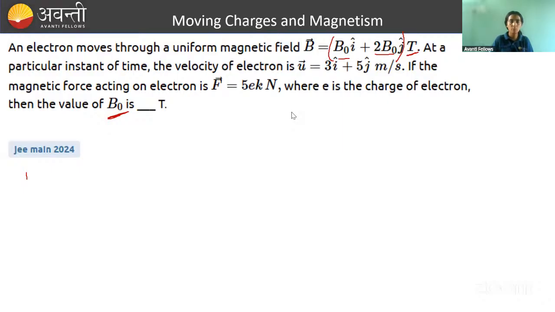Sorry, I have launched the poll. You don't need to answer in the poll actually. There are no options given, right? This is an integer type question. Five integer type questions you will be getting in JEE Mains, and those questions used to be easy. So let me know the answer if you're getting it in the chat section.